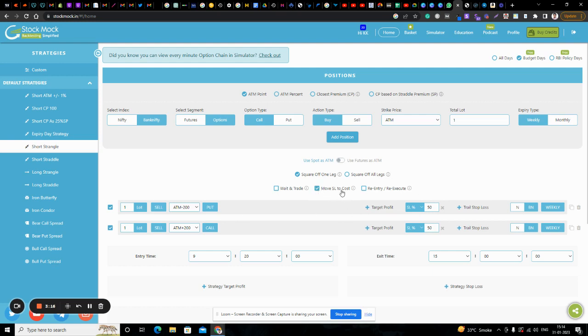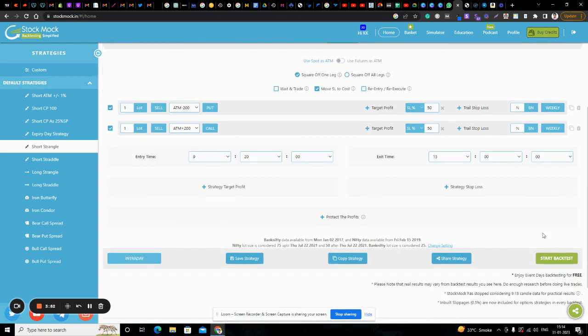I am clicking on this option of move SL to cost, which basically just means that if your call gets exited, your put stop loss is moved to your entry price of your put leg. You understand? So that in the absolute worst case, you can incur loss on only one leg. All right. You are going to be trading in BN, which is Bank Nifty, and you are going to trade in the weekly expiries. And that's the strategy for now. I'll just go down here and click on start backtest. Let's look at the results.